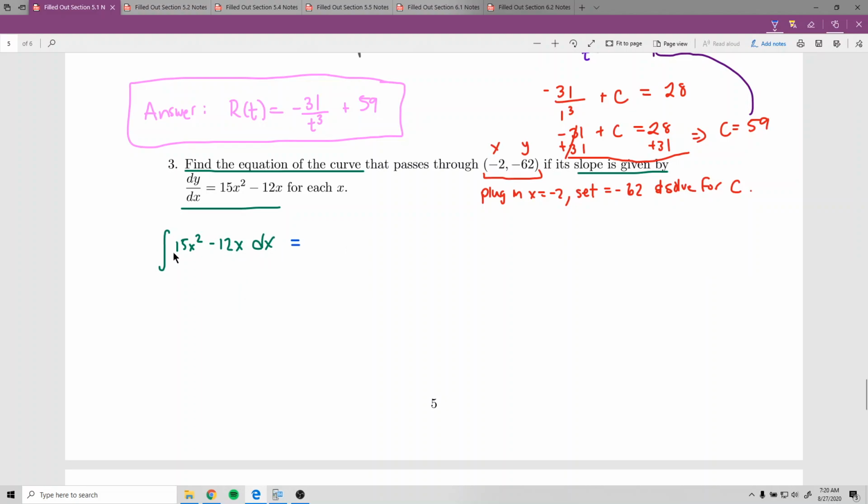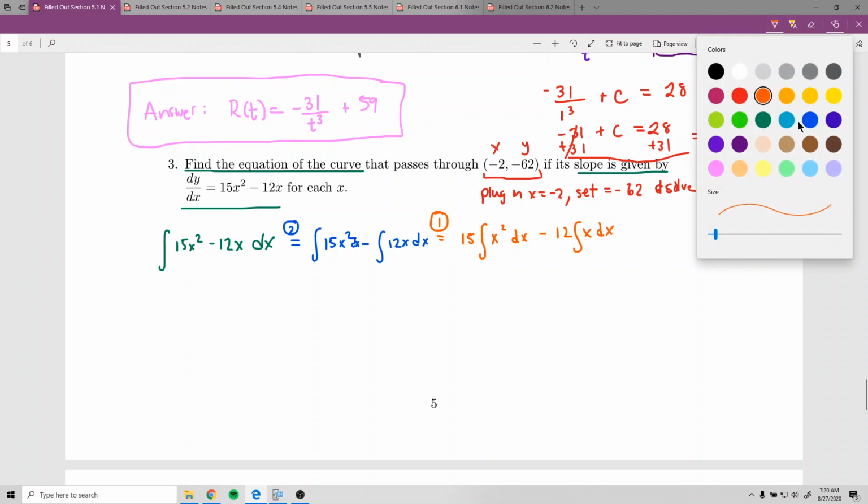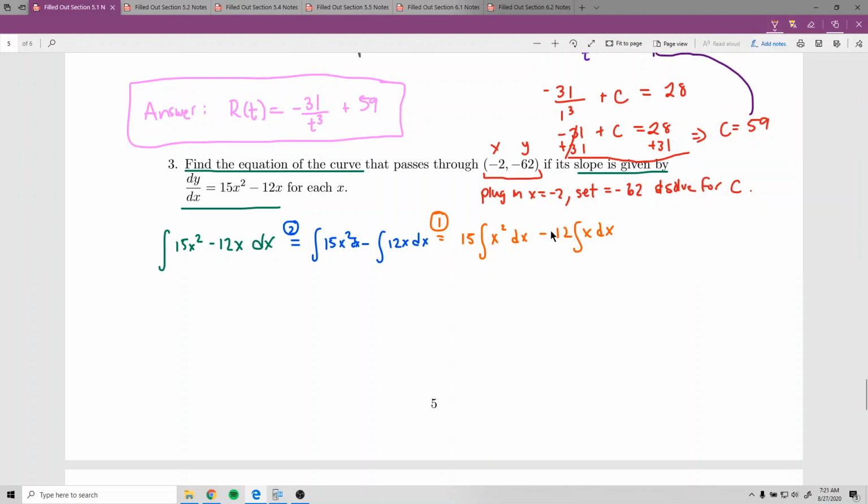All right, so to integrate this, we have two parts. I'm going to break it up, integrate the first part, and integrate the second part. Then I'm going to bring out the constants just like last time. So I'm going to bring out the 15 and integrate x squared. Then bring out the 12 and integrate x. And same thing as the previous two problems. This is just the power rule for each. We have a power of x inside, but it's not -1.